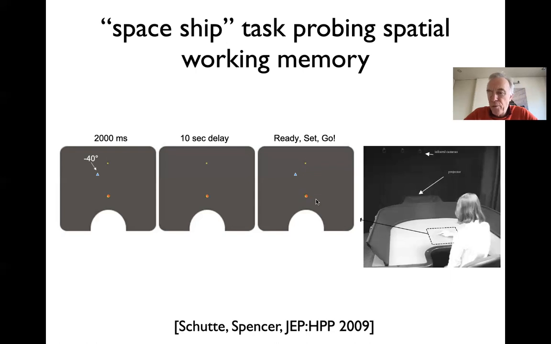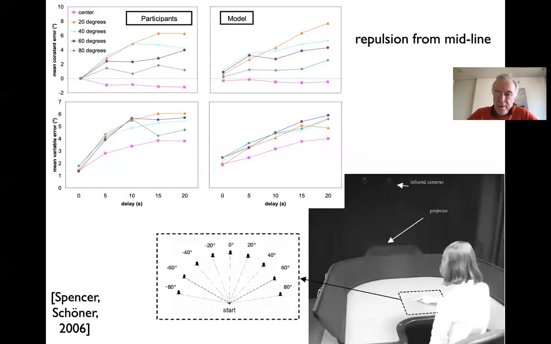But generally, you're just moving your finger or a cursor on a computer screen to the location at which you remember that object had to have been earlier. And when you do that, you find a couple of systematic effects. So here's some survey over different conditions.